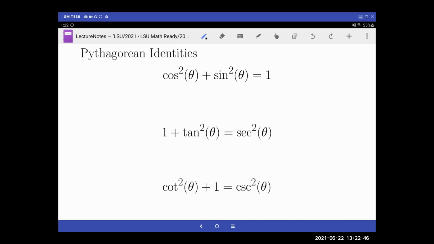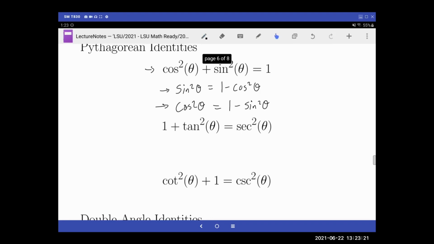This could be rearranged if you need it to. You could subtract cosine squared from both sides, and you end up with sine squared is 1 minus cosine squared. So if you needed to convert, let's say, something that's already sine to a cosine, you could use this identity. And the other way around, if I subtracted sine squared from both sides, I would get this expression here. Okay, so that is one expression. They all come from the same identity.